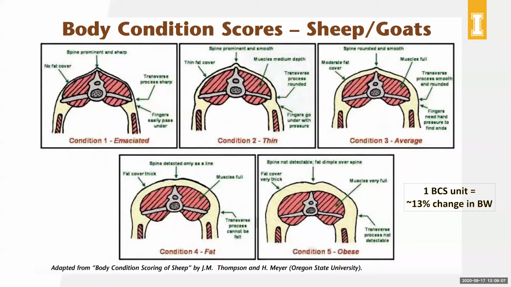So a body condition unit is approximately a 13% change in their body weight. So for example, if you have a 150-pound animal, one body condition is going to be approximately 20 pounds. So it's really important to get a feel for, if you can get in underneath the wool and feel their body condition and make sure that you're just staying right on top of it, that will help you make changes or know where you're at as far as whether you need to supplement more or maybe supplement a little less.